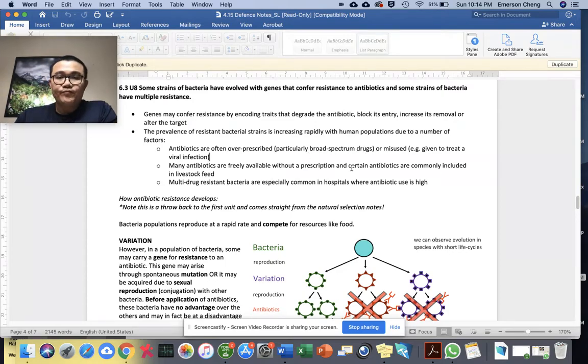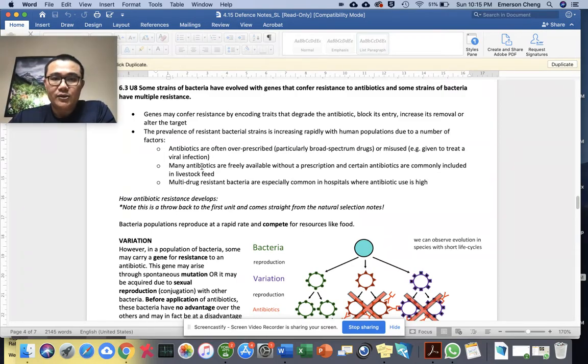As you can imagine, if people keep using the broad spectrum type, which in some way is a very lazy way to prescribe antibiotics, that also makes it easy for bacteria to become resistant.